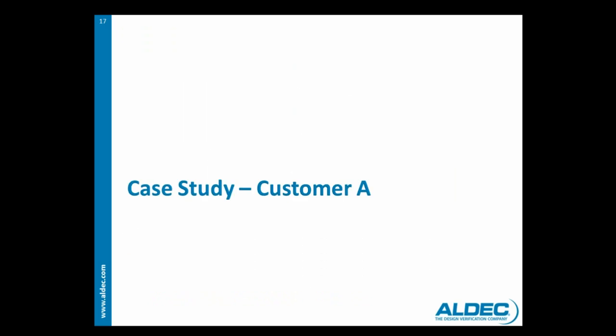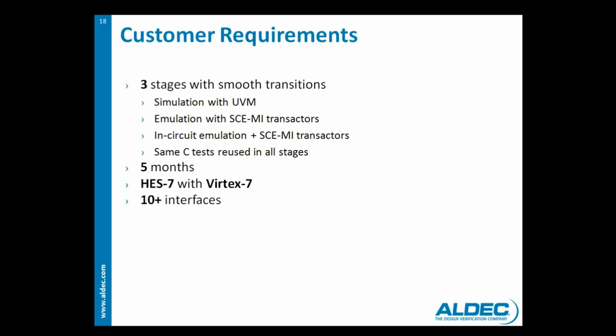So we have a couple of customer requirements, and we have provided the solutions accordingly. Let us look into the first customer requirement. They wanted a 3-stage simulation and emulation strategy. First, simulation with UVM and emulation with SCE-MI transactors. Then they wanted in-circuit emulation along with the SCE-MI transactors. For all of these strategies, they wanted to use the same C test. The duration of the project was 5 months.